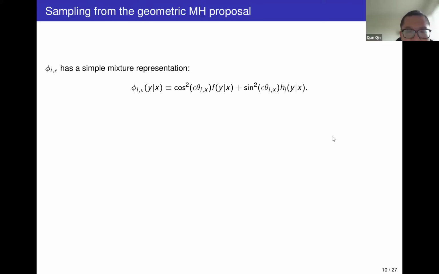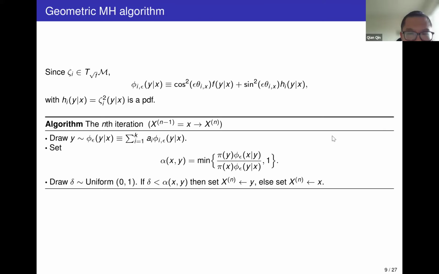So very quickly, what is f of y given x again? I'm sorry. So f is any proposal density that you would be using otherwise. Like I said, a random walk proposal. Or it can be a MALA proposal, or an independent proposal. I'm just moving this f towards my target to construct my geometric proposal. Okay. Thank you.